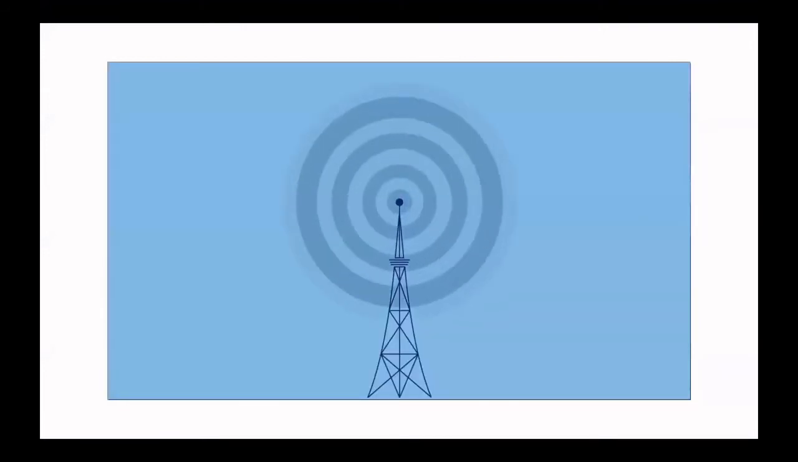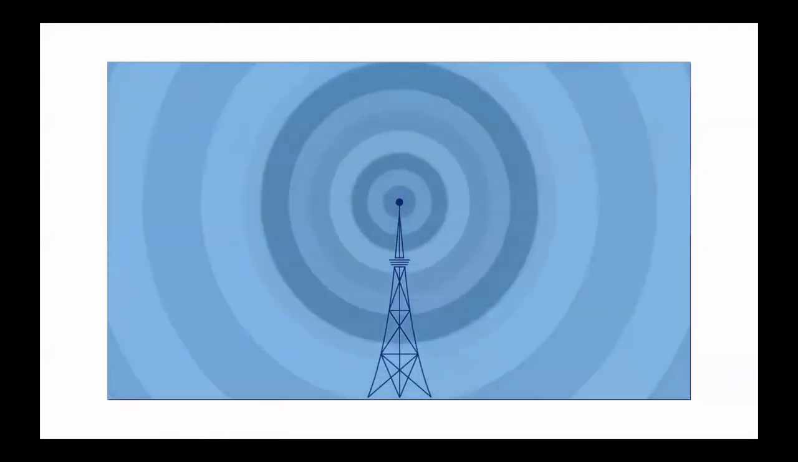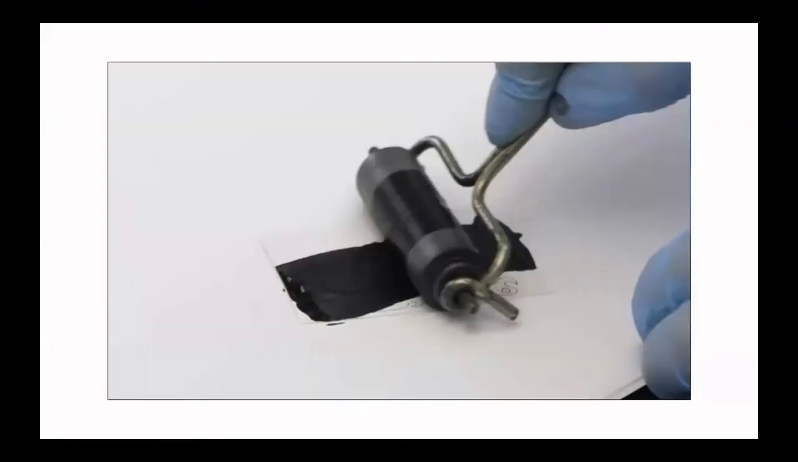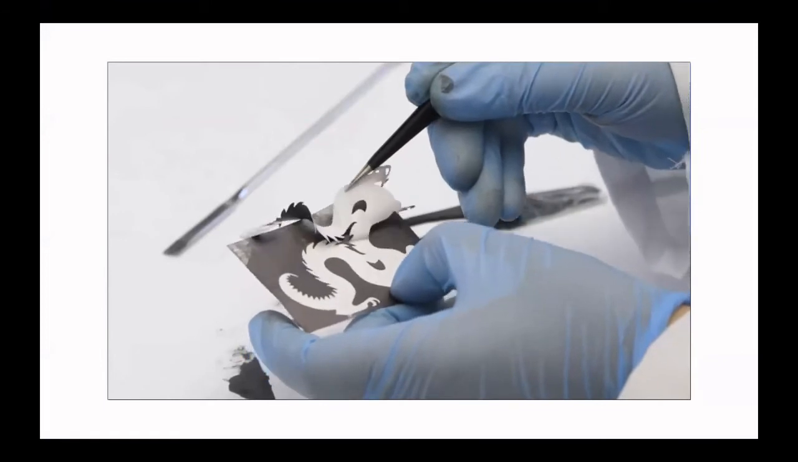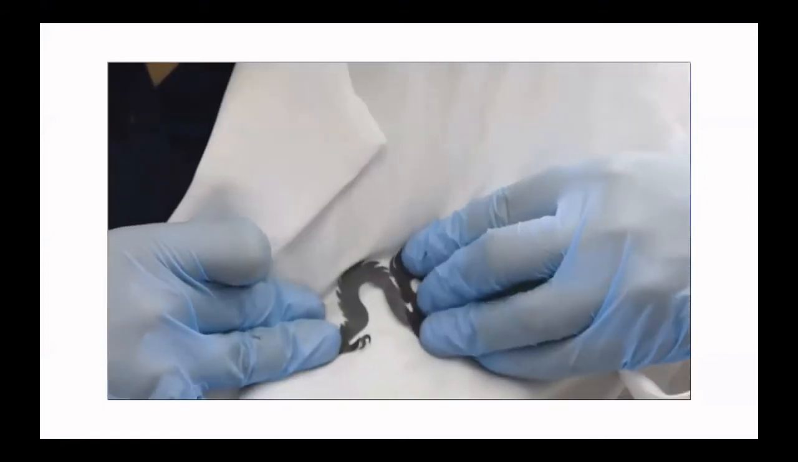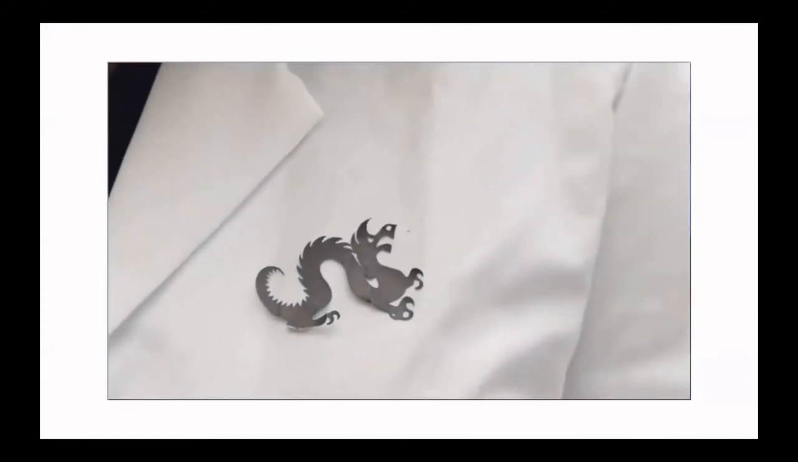MXene antennas function just like the larger metal ones in phones and mobile devices, but they take up virtually no space and can turn almost any object into a fully functional transmitter with just a few sprays.